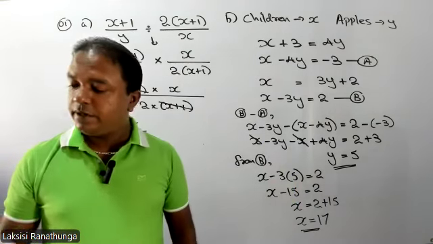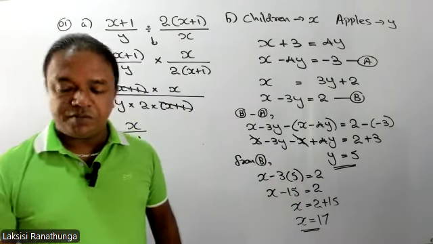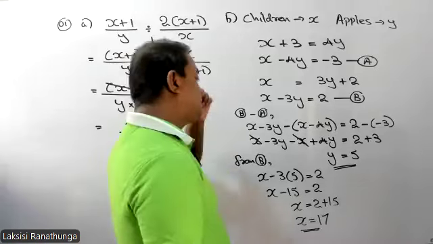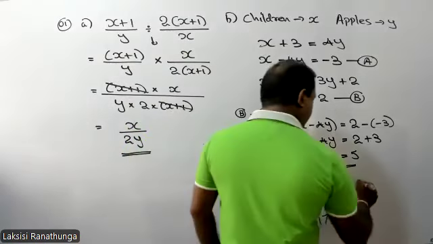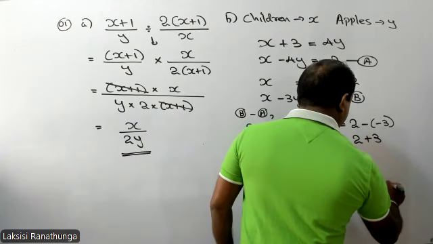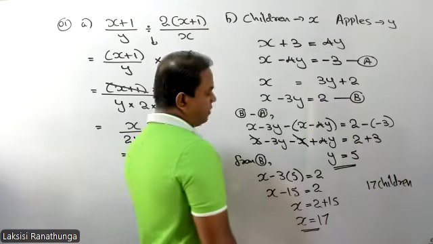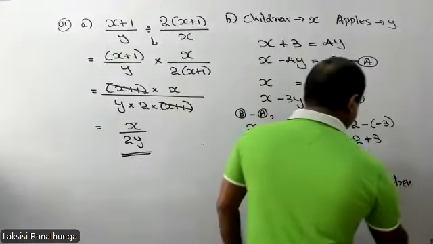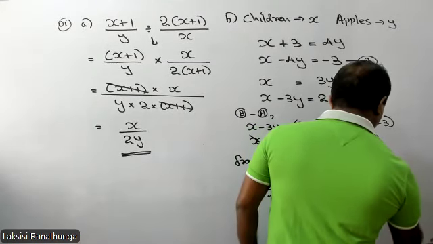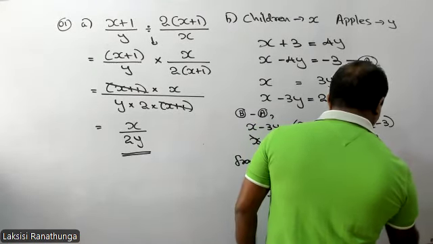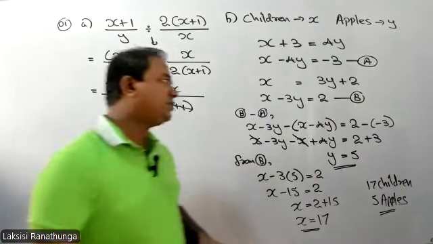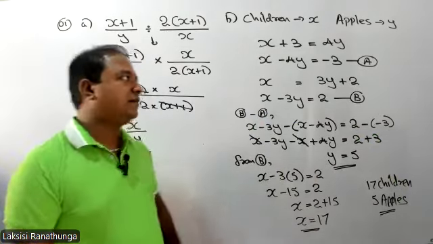Solve them and write the number of children and number of apples. So the number of children is x, therefore 17 children. Number of apples is y, 5 apples. 17 children and 5 apples.